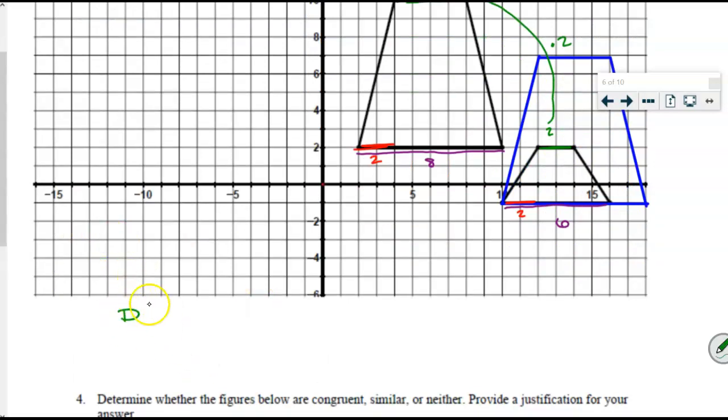Different scale factors. The diagonal didn't change its width.